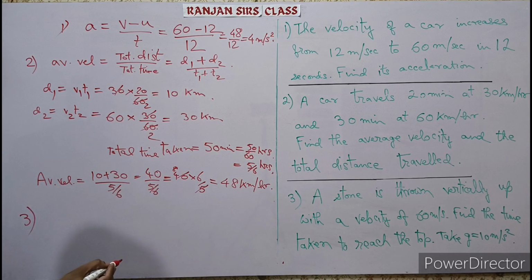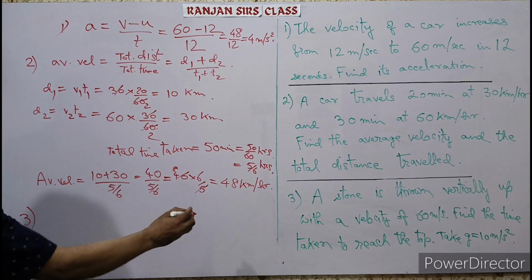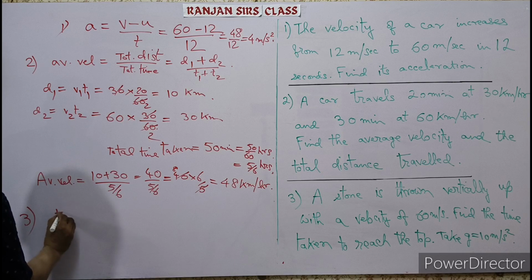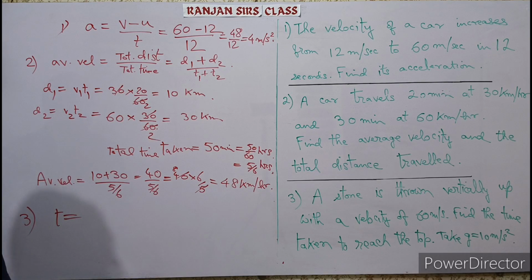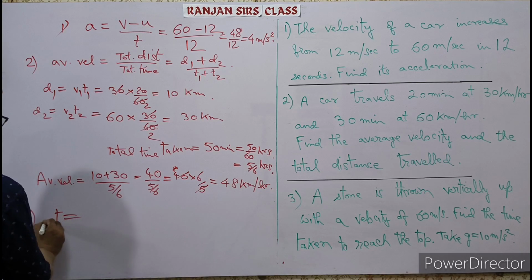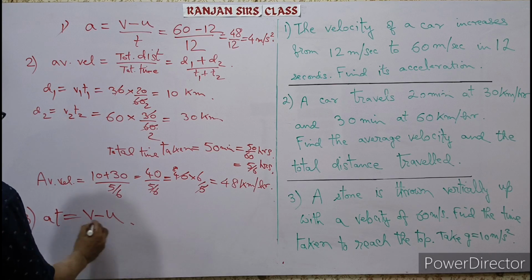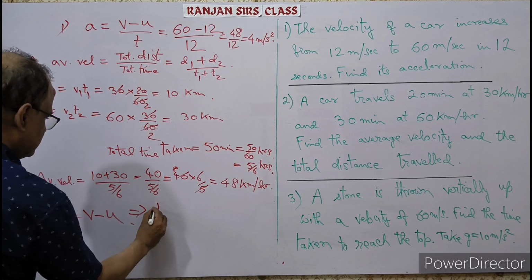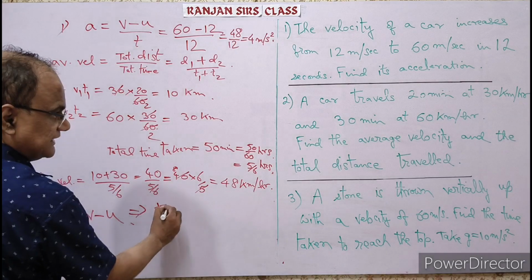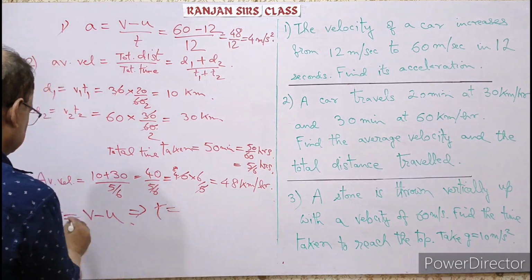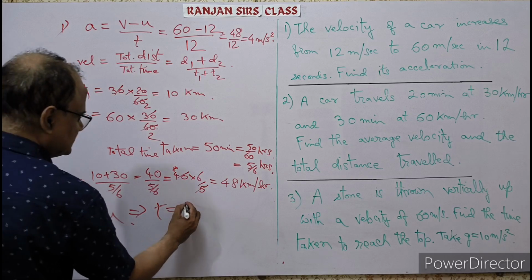Next, we are now in a position to find out number 3. A stone is thrown vertically up with a velocity of 60 meters per second. Find the time taken. Very easy. Time taken will be equal to what? Tell me, what was acceleration into time? Acceleration into time was equal to V minus U. Therefore, we are getting the time taken. Find the time taken to reach the top. That will be equal to V minus U by acceleration.